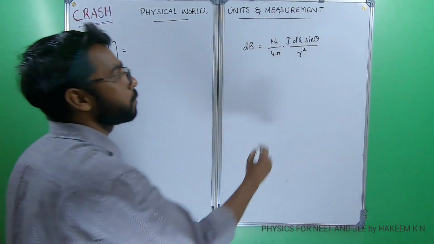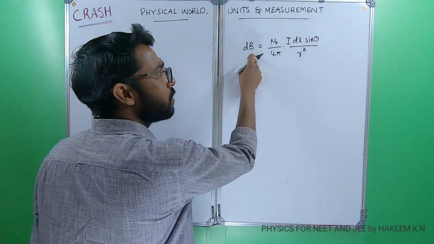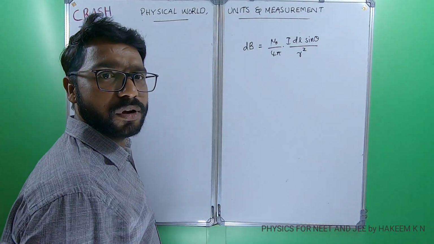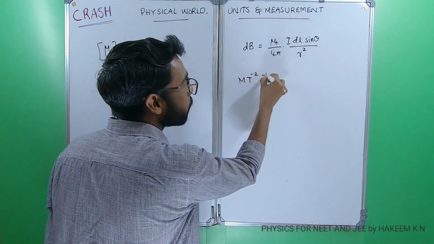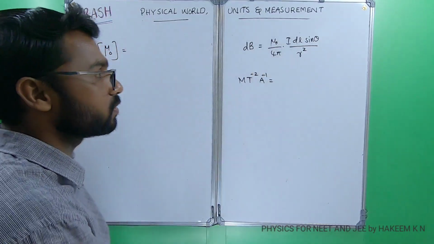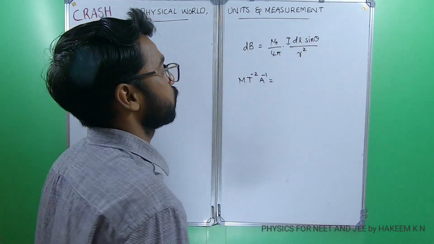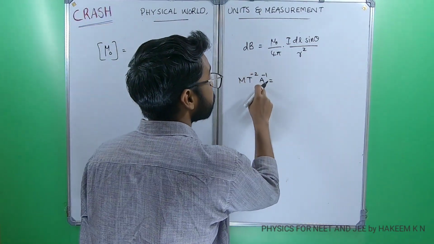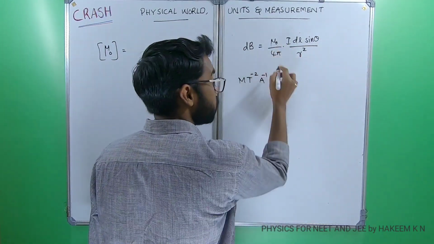IDL sin theta by r square. dB is the small amount of magnetic field. What is the magnetic field's dimensional formula? M t power minus 2 A power minus 1. We just proved it just before, or you can prove it from F equal to QVB. M t power minus 2 A power minus 1. Mu 0 by 4 pi has no mu 0 dimension.